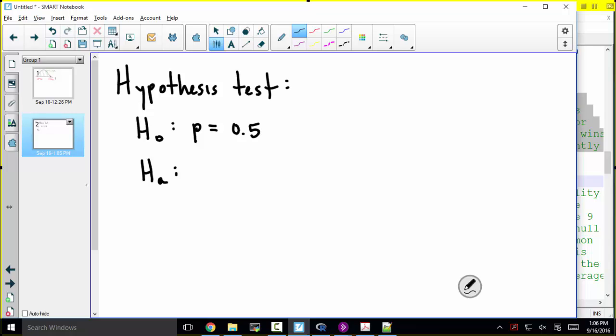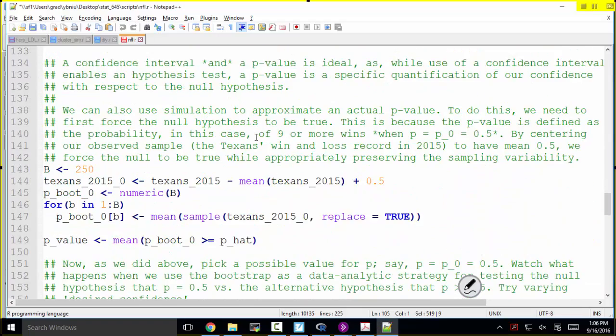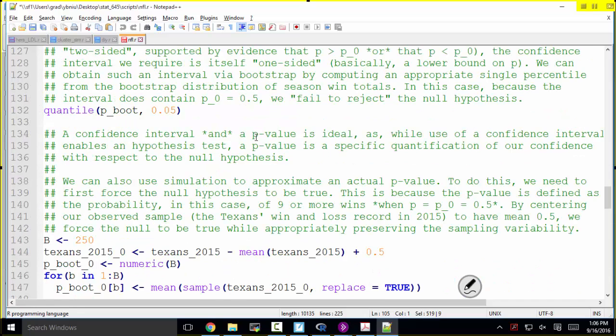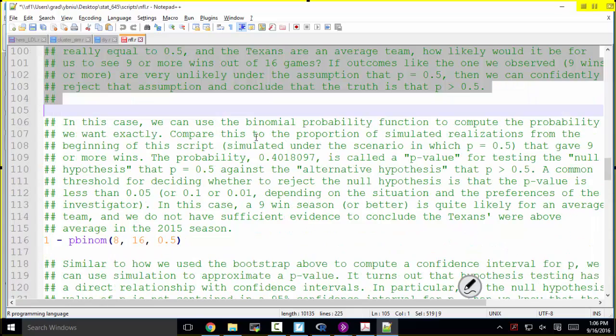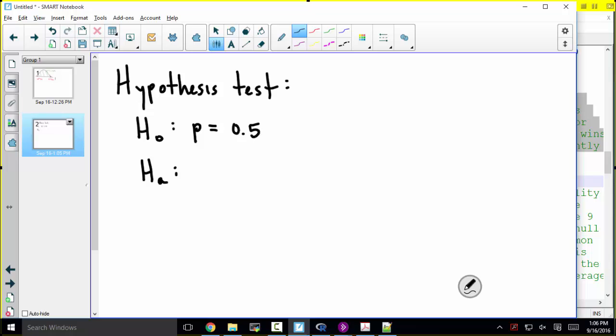And then my alternative hypothesis is something other than that. And there's different ways to do it. We could have one-sided or two-sided alternatives. Let me see what I have the script over here doing. Okay, we're going to do a one-sided alternative. We are going to consider for this team: are they average or are they above average?